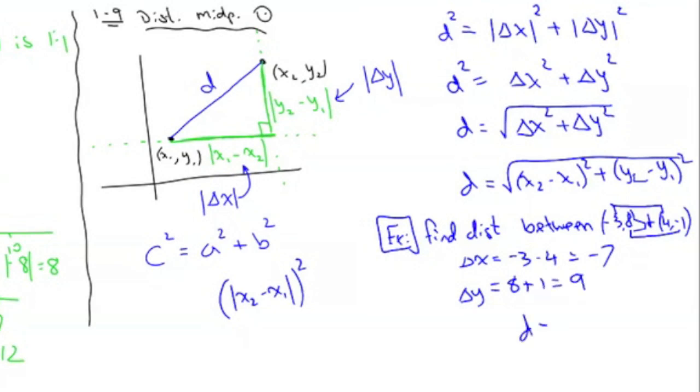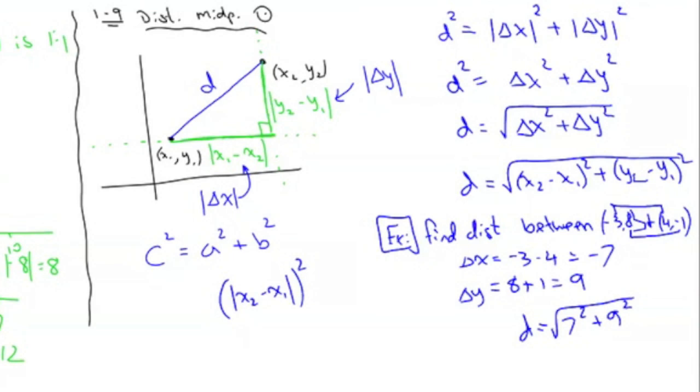So when I got to the distance, it would be the square root of 7 squared plus 9 squared. I dropped the negative. You just went so fast. Negative 3 minus 4 is negative 7. Okay. 8 minus a negative 1 is 9. Okay. And then just drop the negatives. You don't need it because you're going to square it. So 7 squared is 49, plus 9 squared is 81.